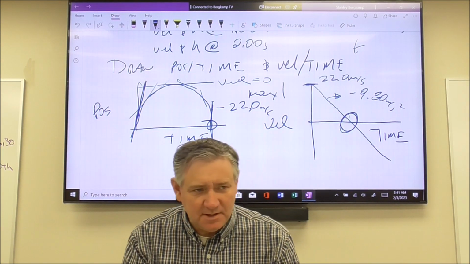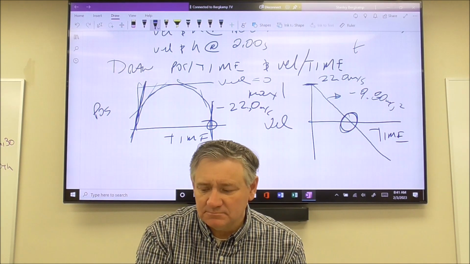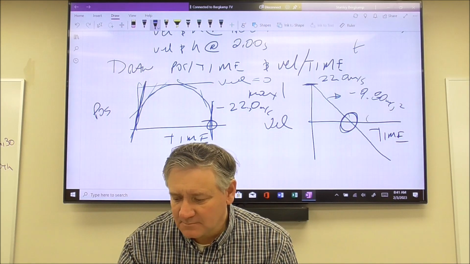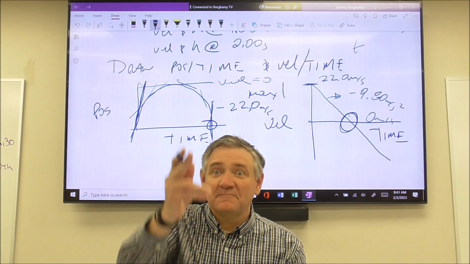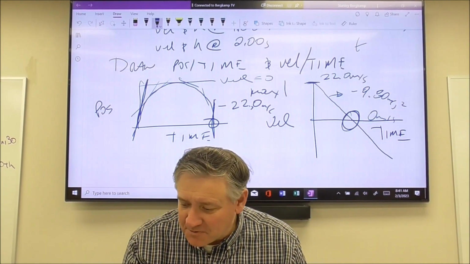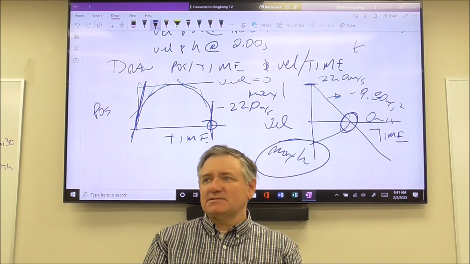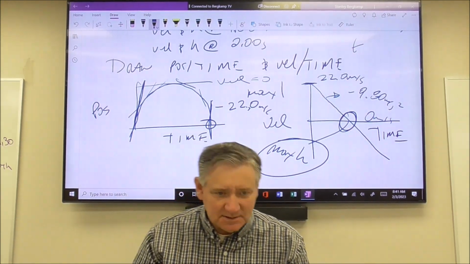Now, where's the ball going to be at that point when it crosses 0? There's 0 meters per second. Where's it going to be? Max height, right? Because that's when the velocity goes to 0. At that point, you are at maximum height. How cool is that? That's nice.